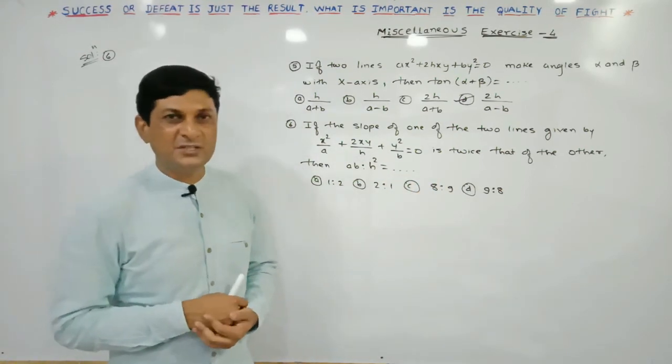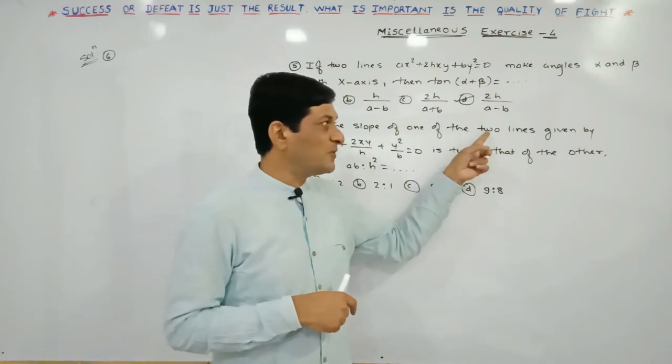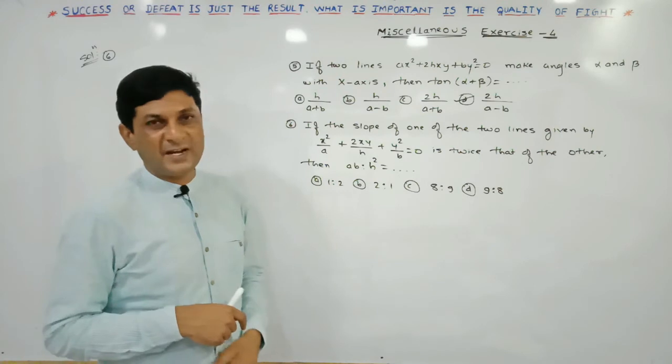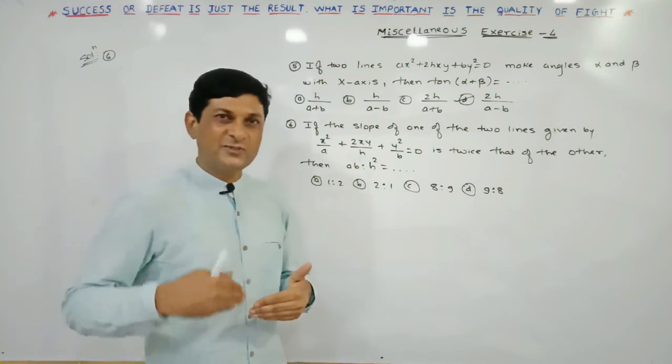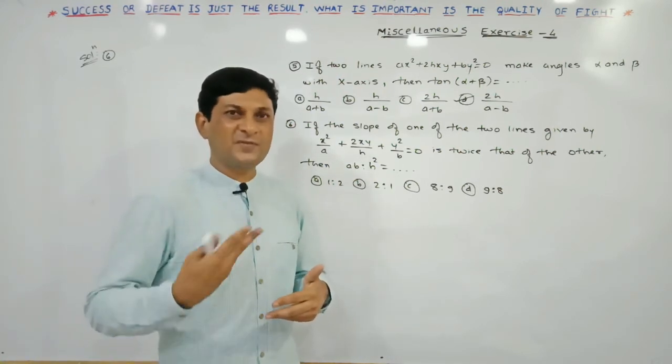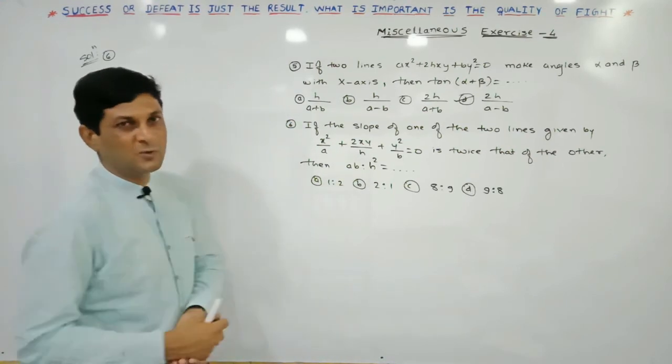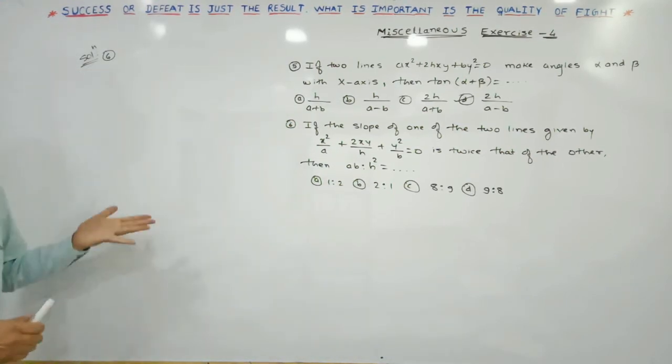Such type of condition appears in the example. Here, the slope of one line is what? One line's slope is twice the slope of another line. This means if the slope of one line is twice, or thrice, or 4 times, or 5 times the other, if such a condition appears in the example, at that time you are able to apply the shortcut method which we are discussing now.